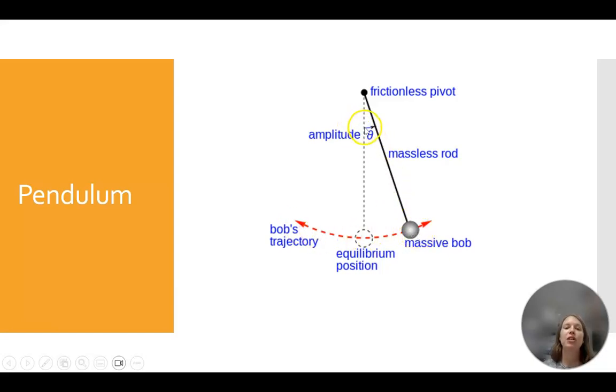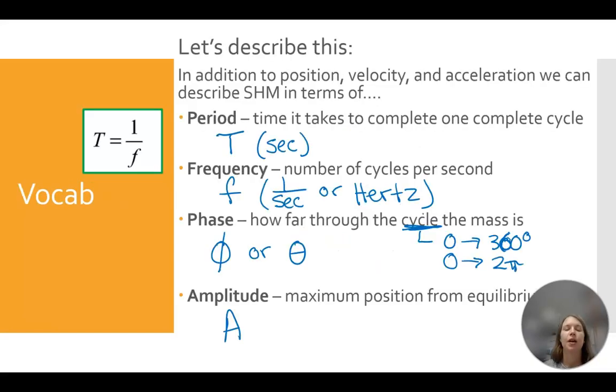So with a pendulum, we're actually going to think about amplitude as an angle, a displacement from the equilibrium position. But with the mass on a spring, we'll think of its amplitude as the actual number of meters that it's displaced from its equilibrium position. So a few more pieces of vocabulary. We've got period, which is the time it takes to complete one cycle.